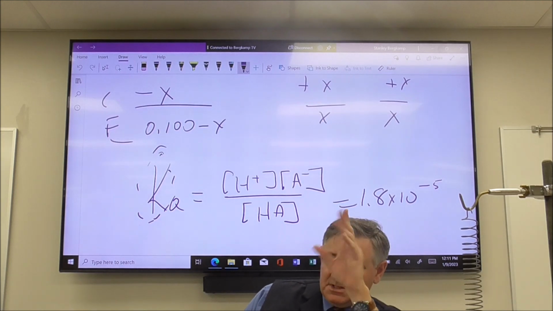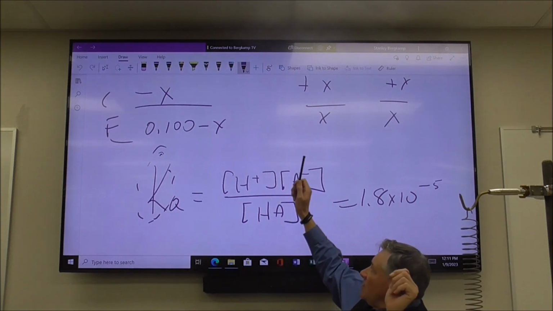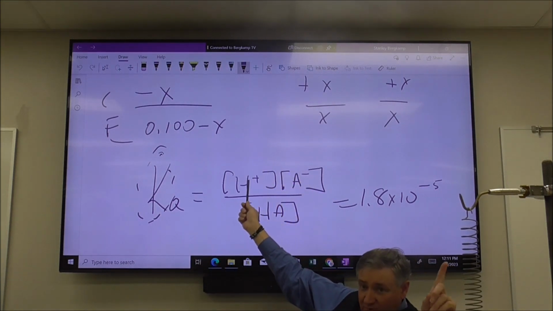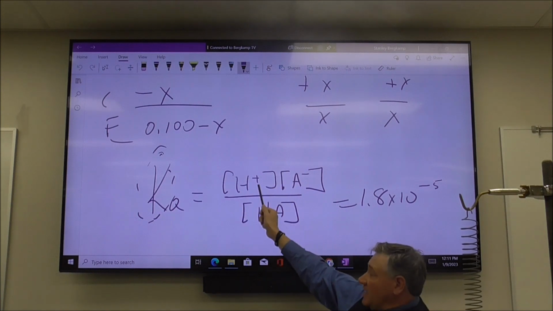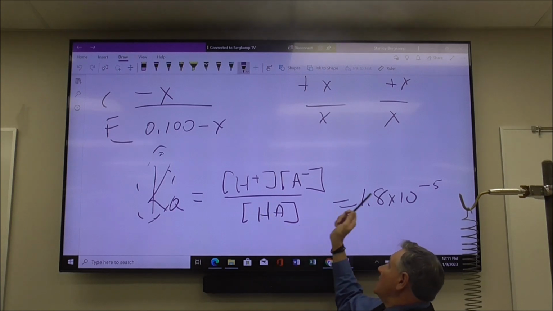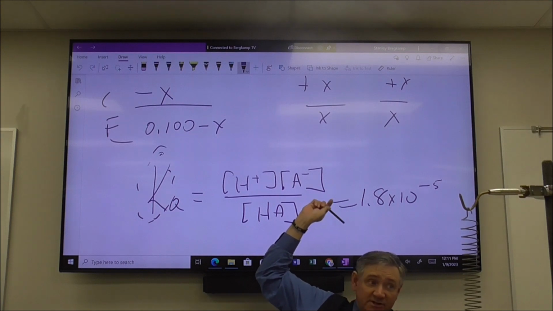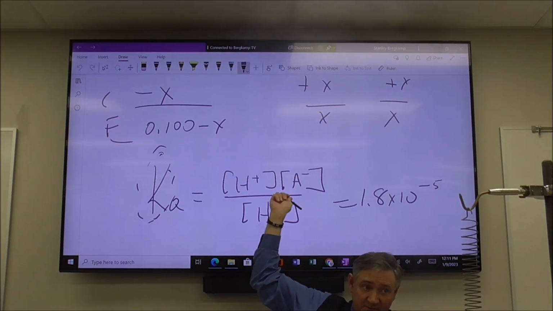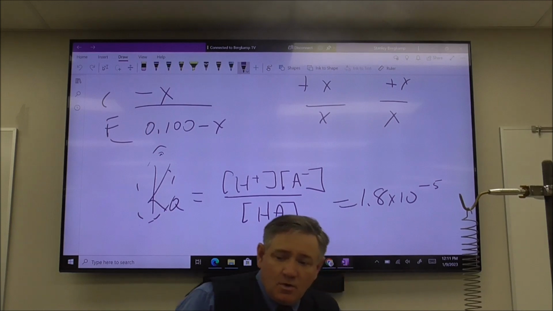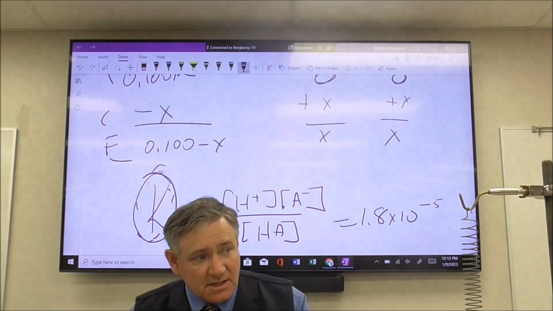But here's what I want you to see: Mother Nature, under any circumstance, wants the product. If you have acetic acid, that hydronium times that anion divided by the concentration of that acid, Mother Nature wants that mathematical value to equal 1.8 times 10 to the negative fifth. And Mother Nature is going to do whatever it takes to get that situation to 1.8 times 10 to the negative fifth.